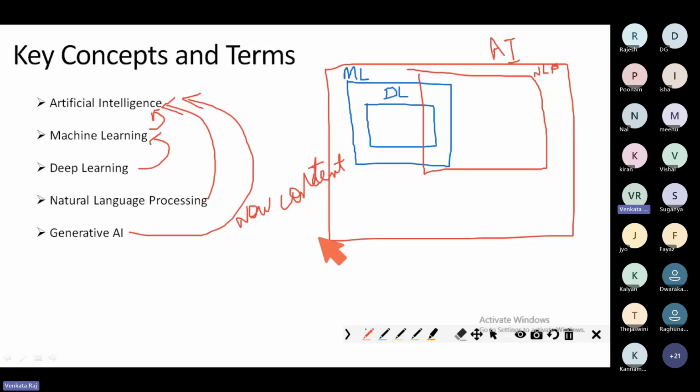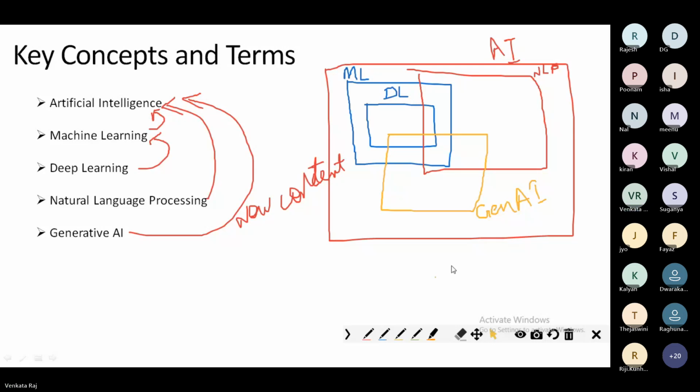Now, how does it understand those inputs? It has analyzed massive sets of data where it has used the algorithms from machine learning, and to process the human language, it uses NLP. So we can say that it is again a branch of AI, but it uses ML, specifically the deep learning techniques, and NLP. So this is our Gen AI.